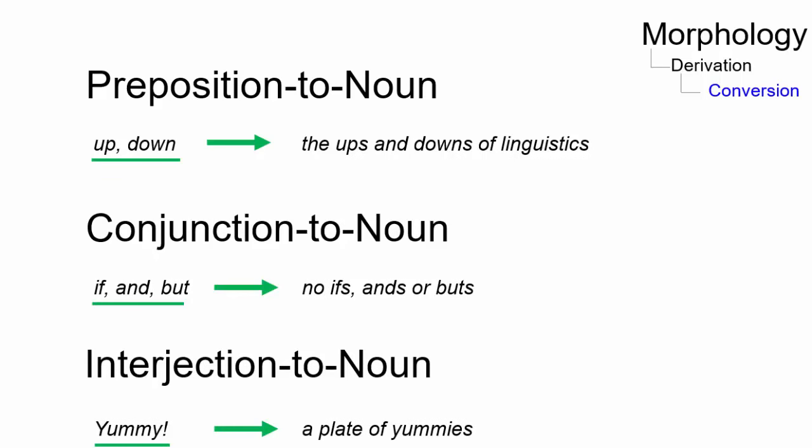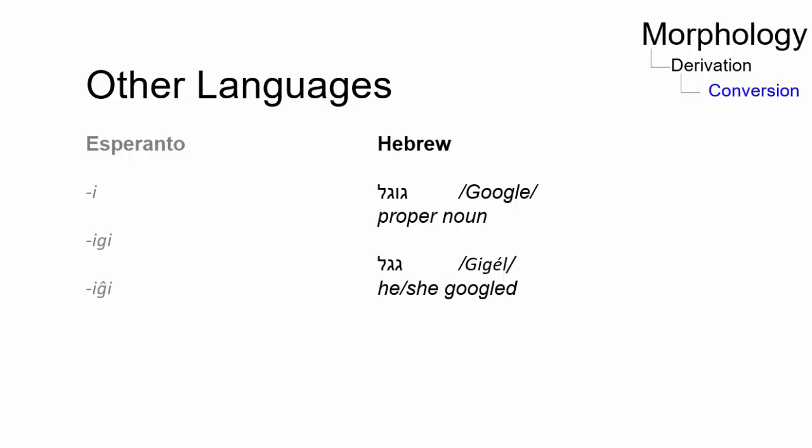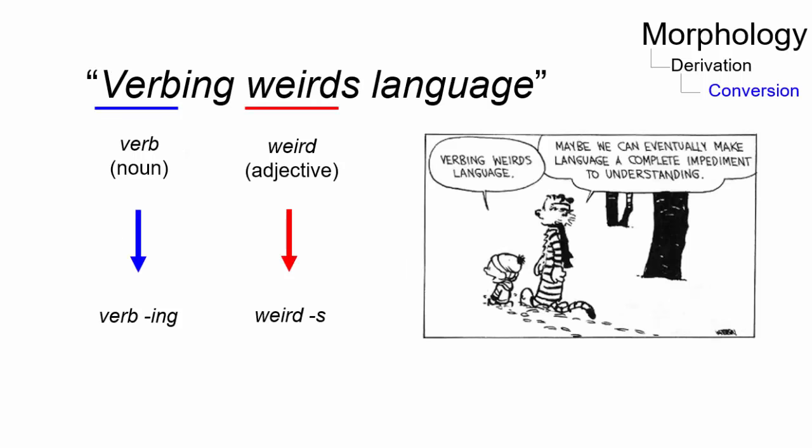Conversion is present in other languages, but it is not deemed zero derivation as they involve changes in the word form. In Esperanto, for example, any word can be changed into a verb by altering its ending or adding suffixes. And in Hebrew and other Semitic languages, the internal vowels are changed. And with that, I think you'll all agree that verbing does indeed weird language.